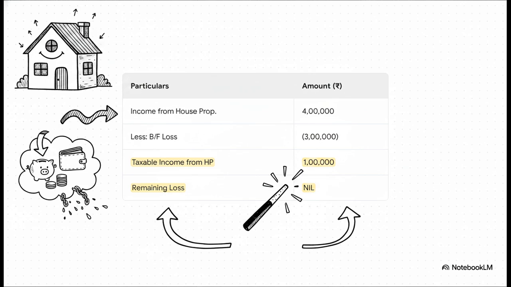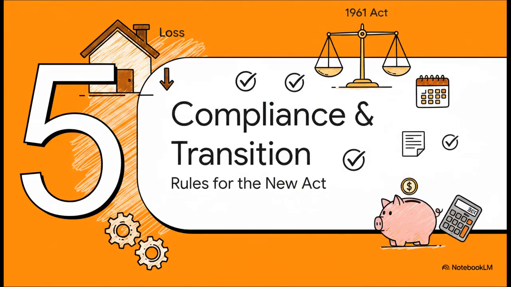Okay, now let's fast forward to the next year. Things are looking better. The taxpayer now has an income of 4 lakh rupees from their house property. This is where Section 110 kicks in. They can take that entire 3 lakh rupee loss they brought forward and set it off against this income. The result? Their taxable income from house property drops to just 1 lakh rupees, and the loss is completely used up. Perfect.